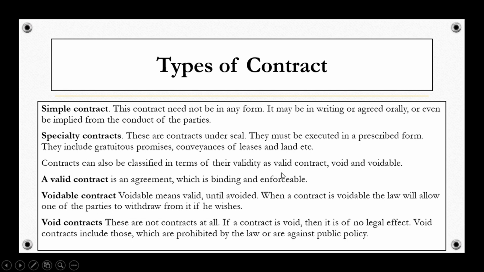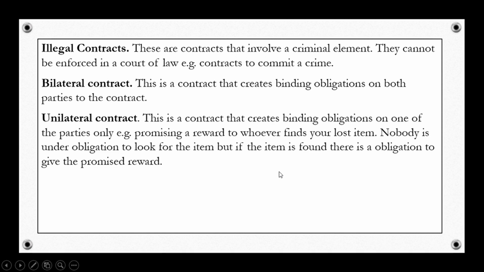Then another type of contract we have is the illegal contracts. As you hear illegal, it is something that is not lawful. So these are contracts that involve a criminal element. They cannot be enforced in a court of law. For example, a contract to commit a crime, a contract to kill someone, a contract to transport drugs. So illegal contracts involve an unlawful act and cannot be enforced.